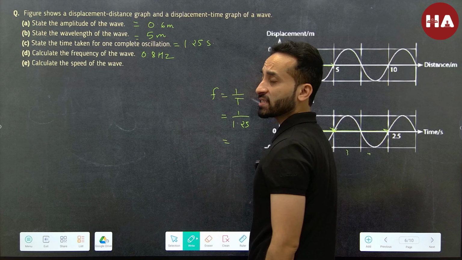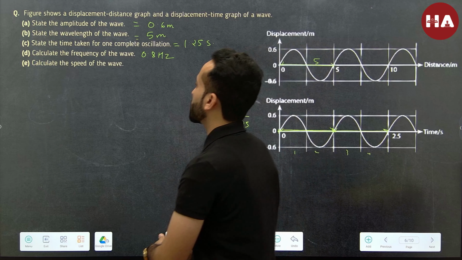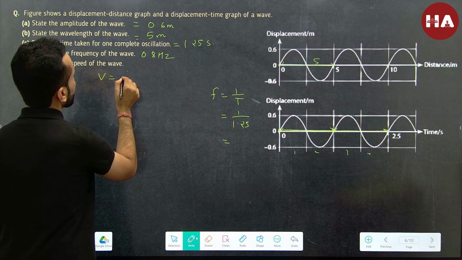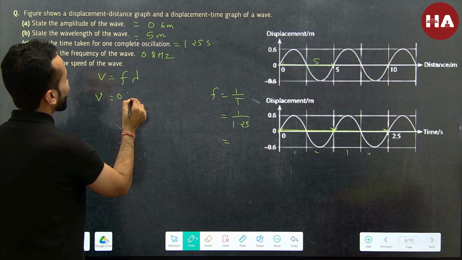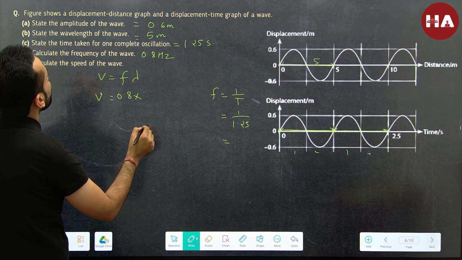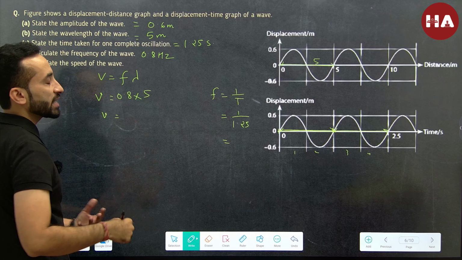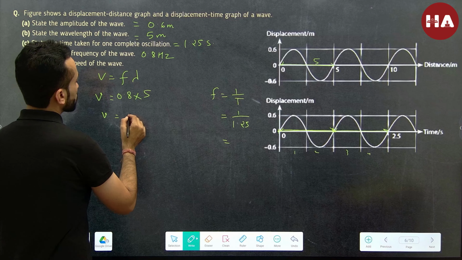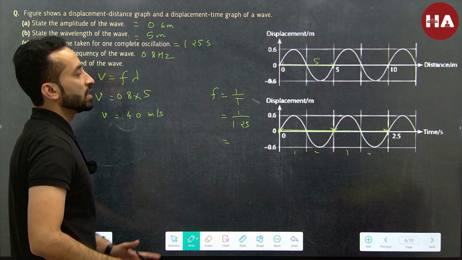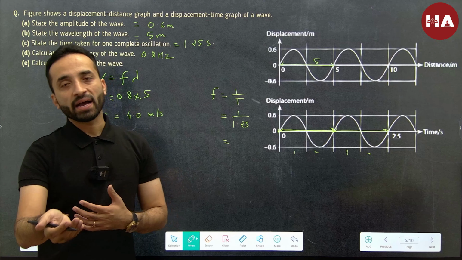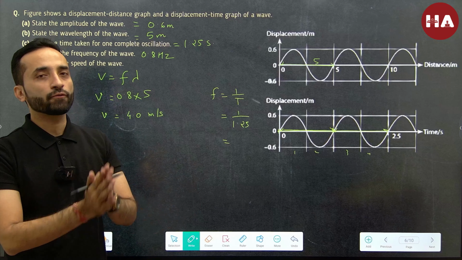Right students, I hope you are able to understand and keep up the energy. Calculate the speed of the wave. Now it's your call. I think we should go with f lambda. f is 0.8 and lambda was 5. So this is going to be 5 times 0.8, that is 4.0 meter per second, right students? I hope your answers match with mine. You always have to try the question yourself, then go for the solution.